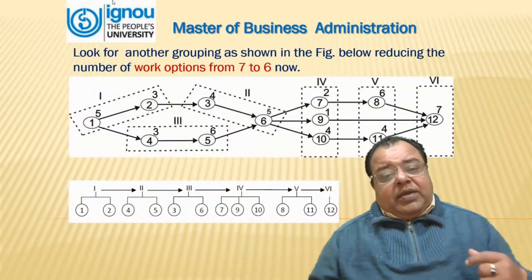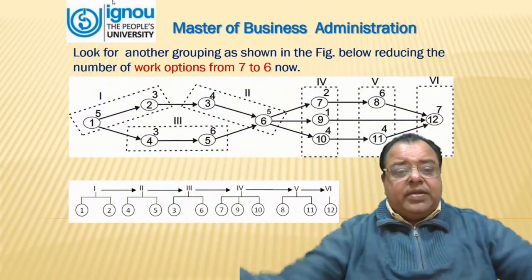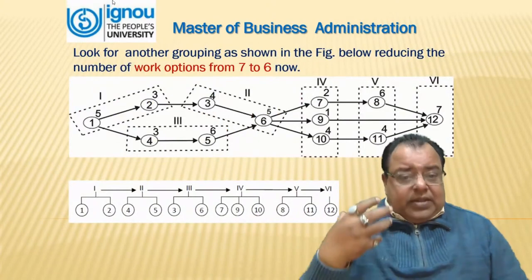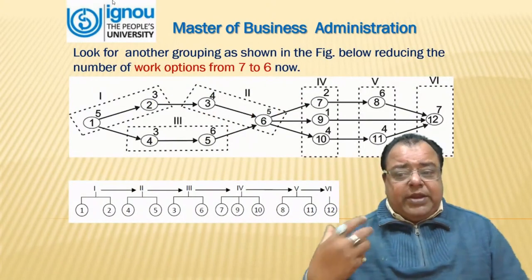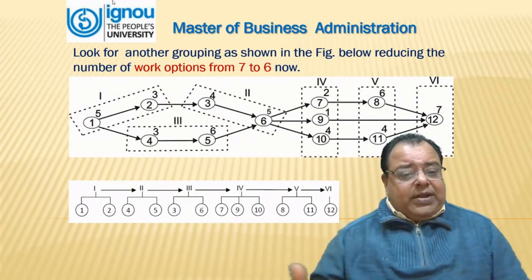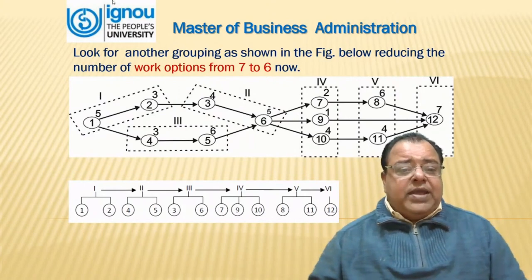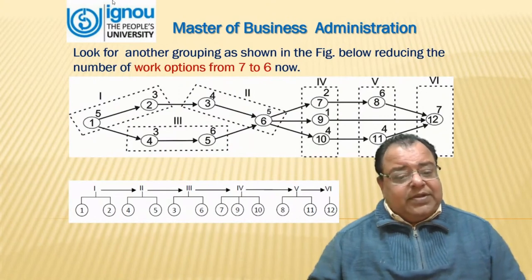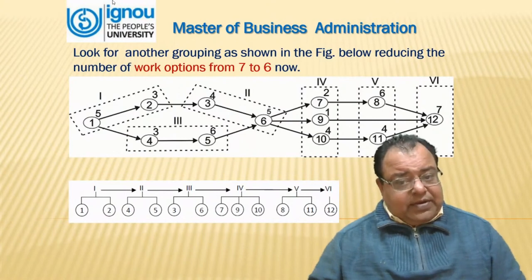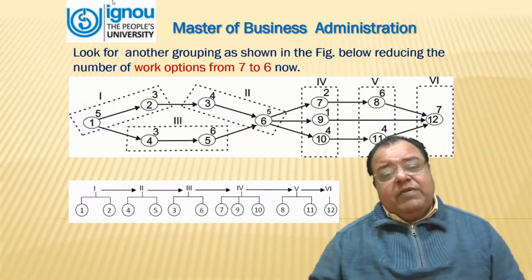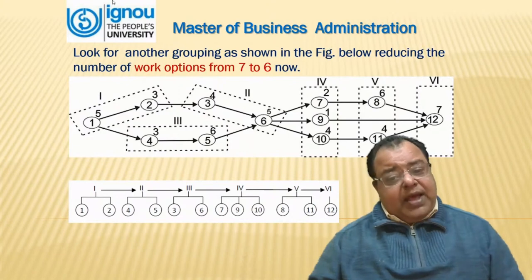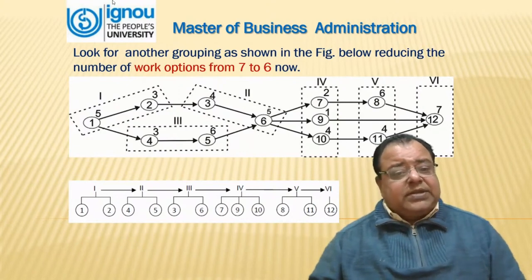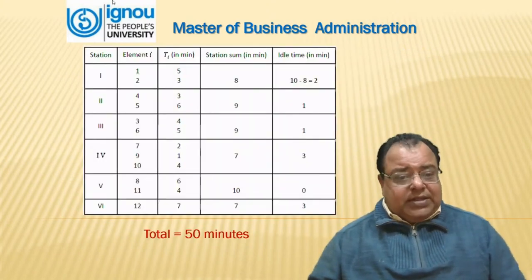Now, we will be reclubbing or regrouping the original problem into different combinations. So here we can see we have reduced the number of workstations from 7 to 6. The regrouping is shown over here. So we will be drawing up the table again for this precedence diagram. This comes out to be like this.